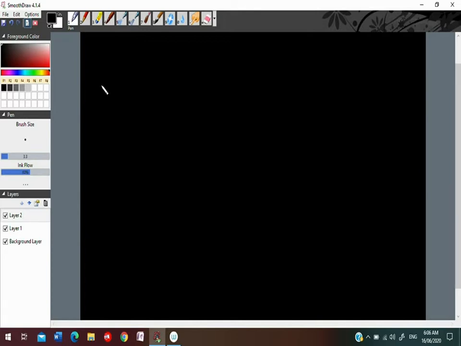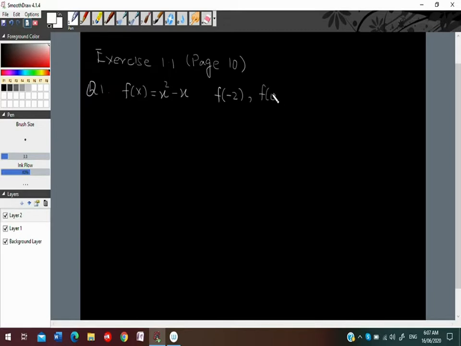Today we have our second lecture of mathematics, and today we are going to solve our exercise that is on page number 10 of your book. Exercise 1.1, and page number is 10 of your book. Now question number 1 is: the given function is f of x equals x square minus x, and you have to find the values of this function at -2, at 0, and then f of x minus 1 and f of x square minus 4.